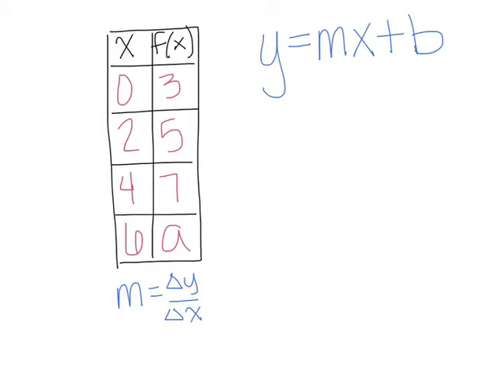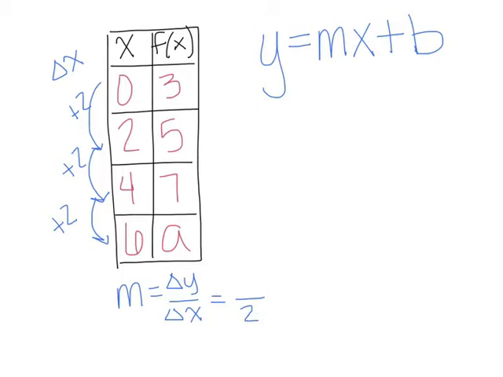So let's see how our x value is changing. To go from 0 to 2, we add 2. To go from 2 to 4, we're adding 2 again. And from 4 to 6, we're adding 2. 0 plus 2 is 2. 2 plus 2 is 4. 4 plus 2 is 6. So our change in x is a positive 2. So let's go ahead and write that down. Our change in x is a positive 2.